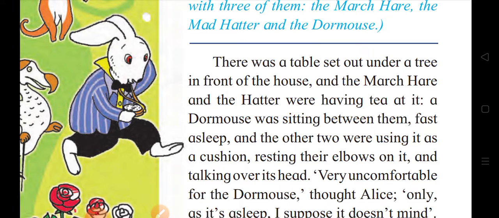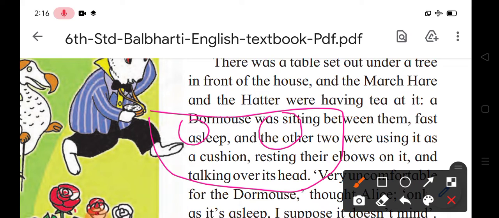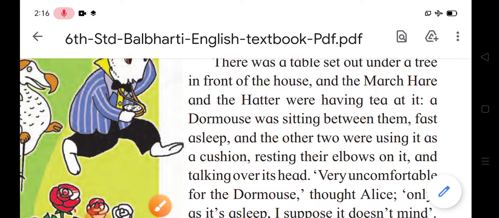So if I have to explain to you how it is, I can show you that. Suppose this is a table here, and the March Hare is sitting here, and the Mad Hatter is sitting here, and the Dormouse was sitting in between. I hope you have understood what I mean to say. The Dormouse was sitting between them, and this Dormouse was fast asleep.